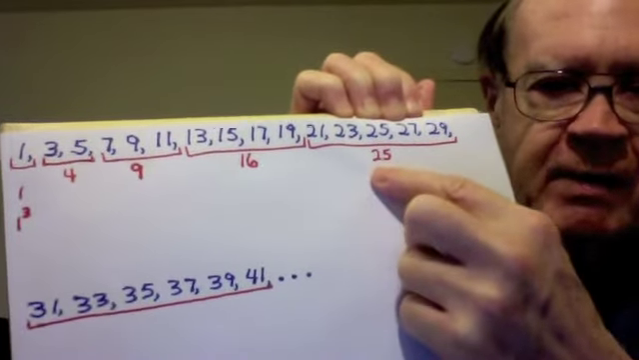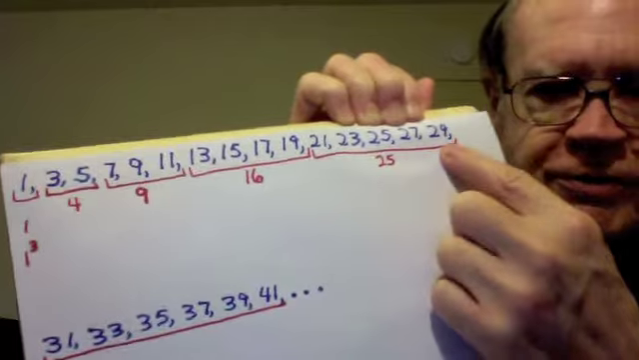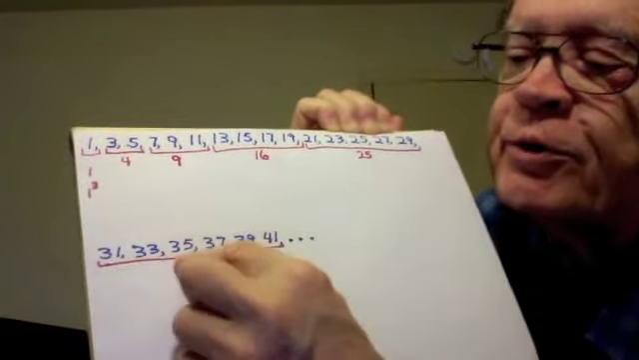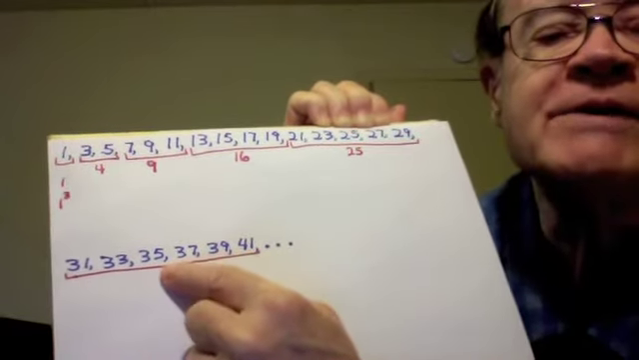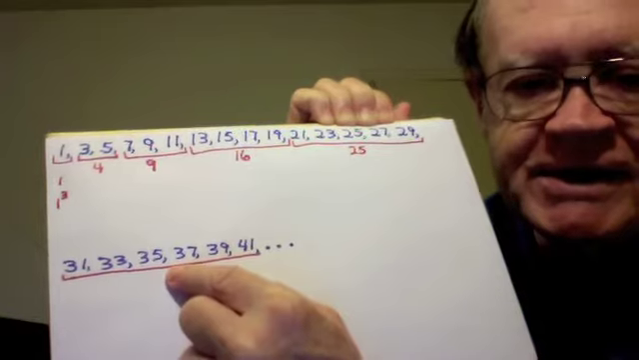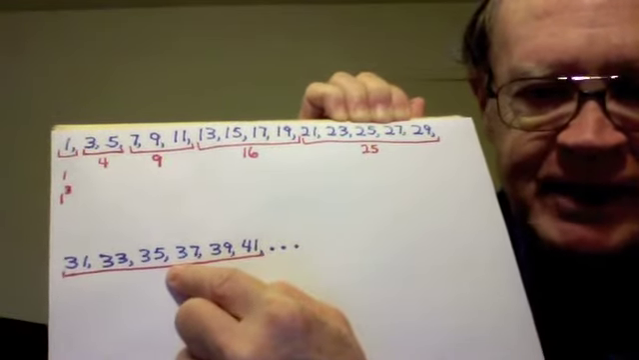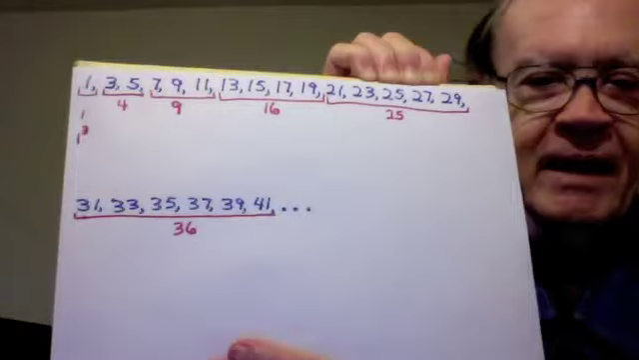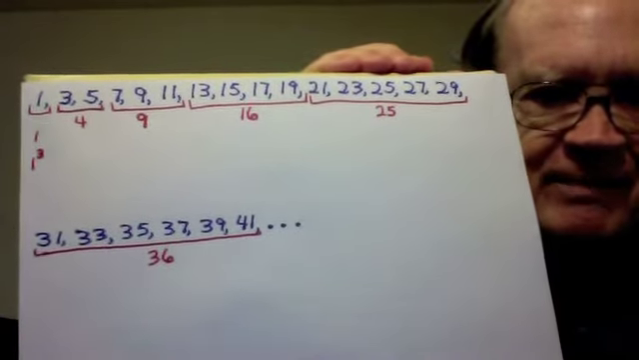To get the next square number, we have to add 11. We add 2, then 2, then 2, then 2, then 2, that's 10, and one more makes 11. That brings us to 36. 36 is not in this next group, but it's the middle number as we look at the entire group, and so on. So now I have these square numbers.